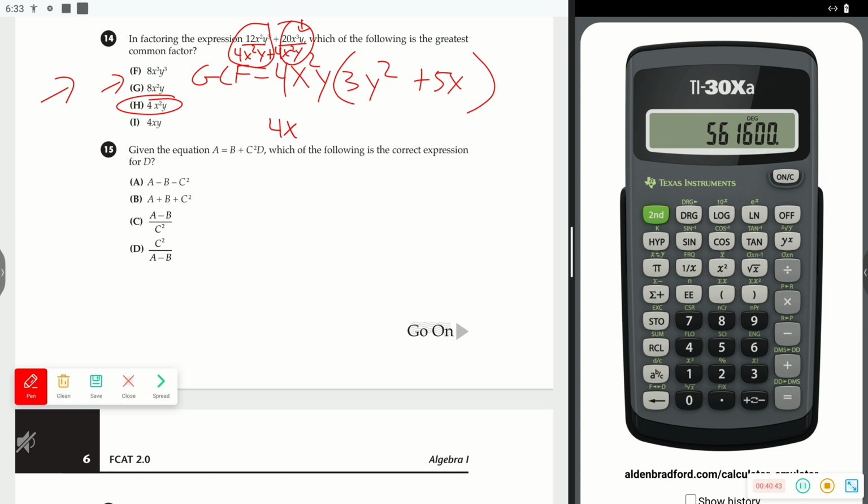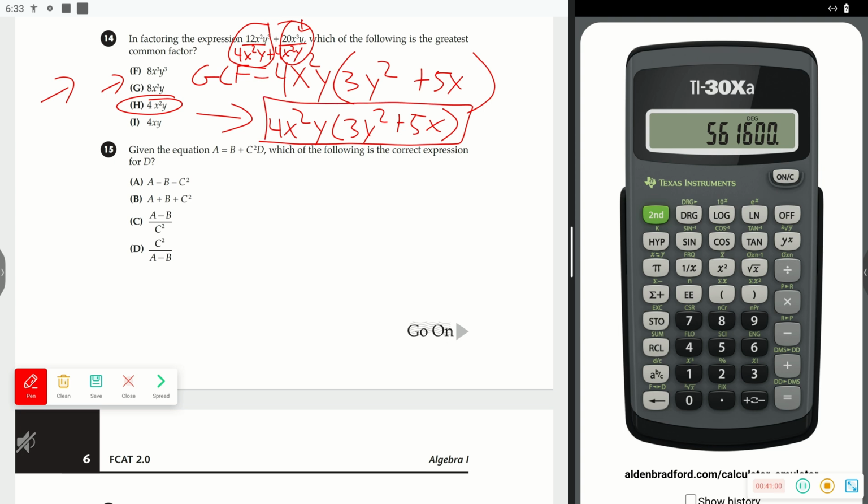It would be 4x squared y times (3y squared plus 5x). They didn't ask us to do that, but it's very likely that they could ask you to do that. So this is the greatest common factor, and then this is the factored expression.